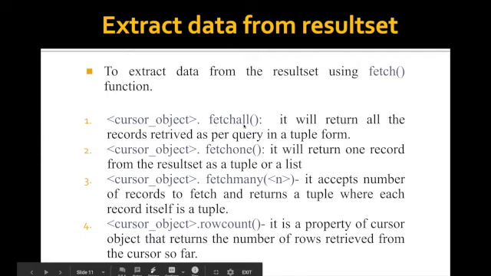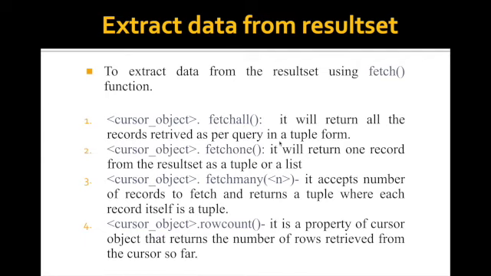Fetchall means it will return all the records retrieved as per the query in tuple form. Fetchone retrieves only one record from the results. Suppose show databases has 5 database names. If you give fetchone, it retrieves the first database name only. Fetchmany, in brackets we give n. Suppose 5 database names are there, and you want to retrieve only 3, then you can give fetchmany, in brackets 3. It accepts the number of records to fetch and returns a tuple where each record itself is a tuple.